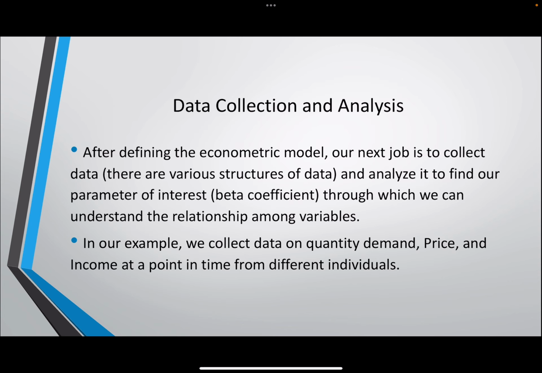Then after, we have to go for data collection and analysis. After defining the econometric model, our next job is to collect data and analyze it to find our parameters of interest, that are the beta coefficients. Our interest is to find the beta coefficients. For example, in our econometric model, we have to collect data regarding quantity of demand, price and income at a point of time and from different individuals.